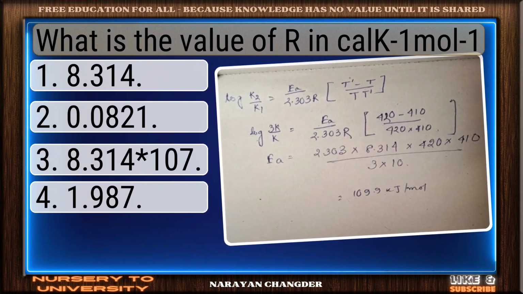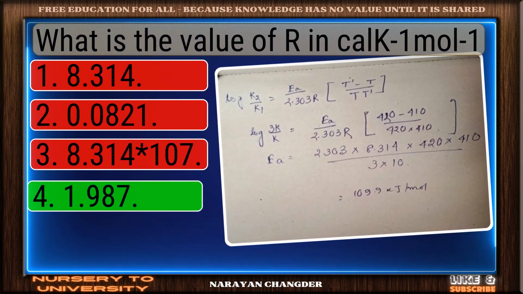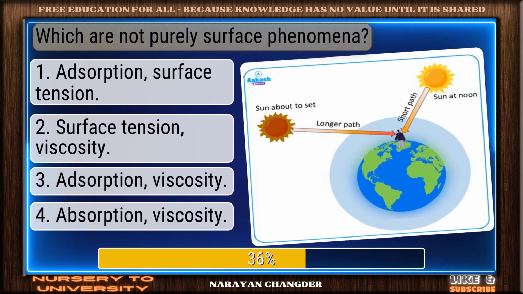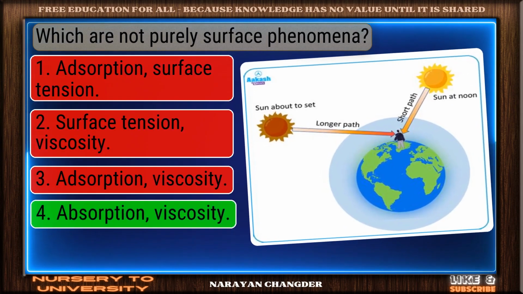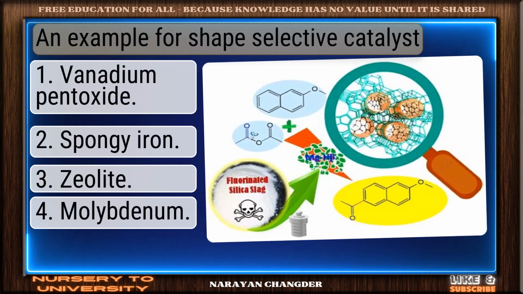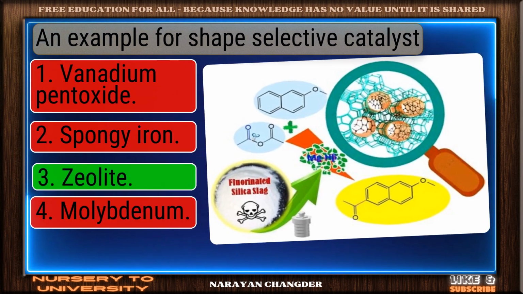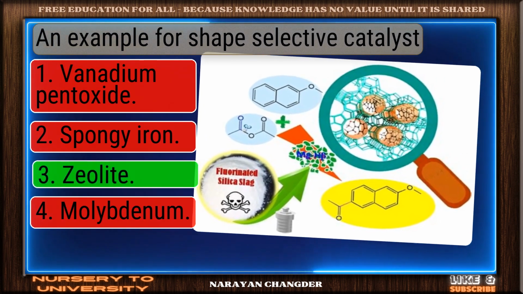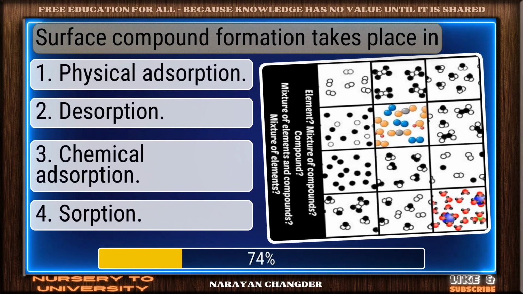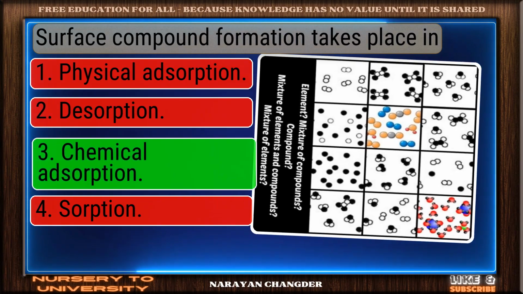What is the value of R in J K^-1 mol^-1? Sharp thinking. 8.314 is the right choice. Which are not purely surface phenomena. Clear logic. Your choice absorption, viscosity is sound and 100% true. An example for shape-selective catalyst. Bravo. Zeolite is the answer. Surface compound formation takes place in... Strong choice. Chemical adsorption is the right answer.